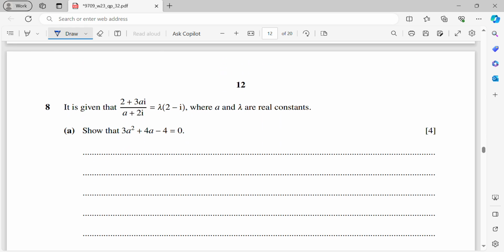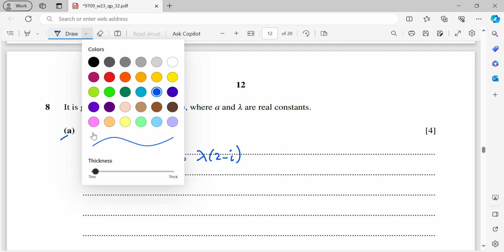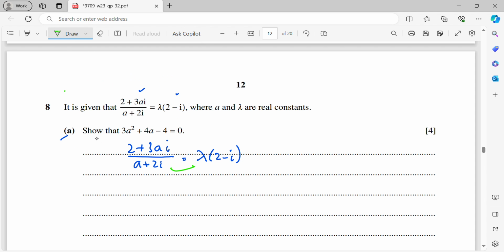Okay, question number 8. Given the division equals lambda times 2 minus i, where a and lambda are real constants, show that 3a squared plus 4a minus 4 equals 0. So I will copy the question first, rewrite the question. Okay, so now I will move the denominator to the right side.